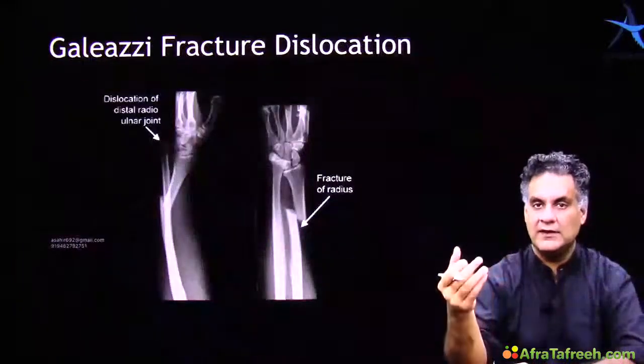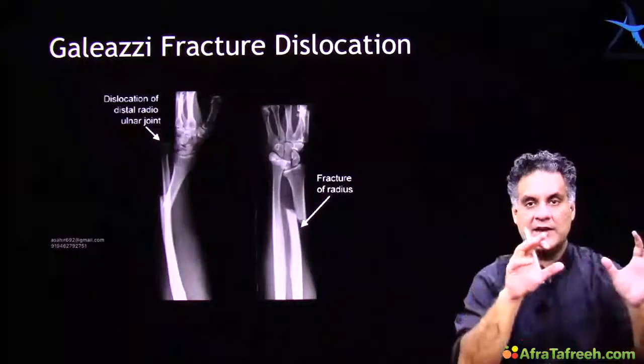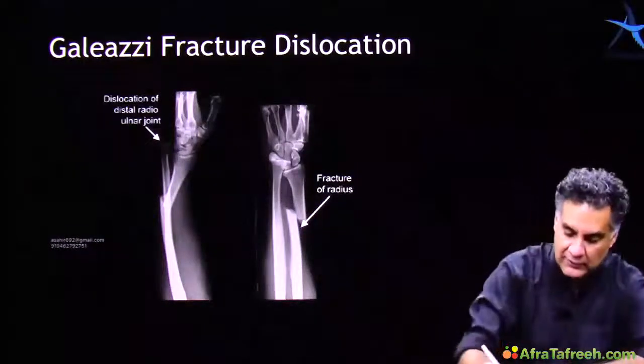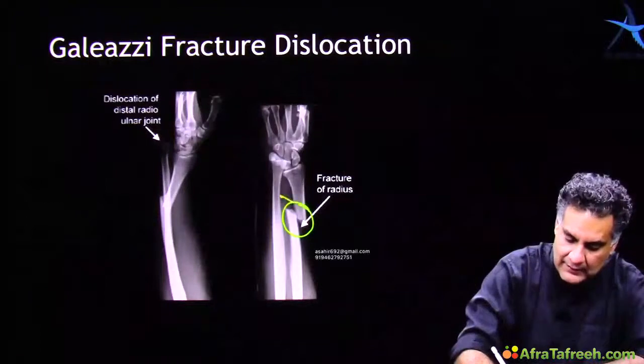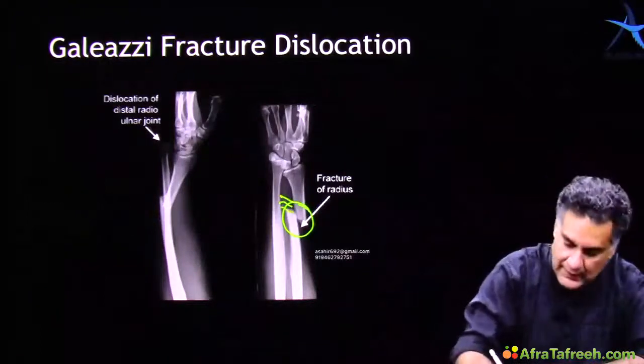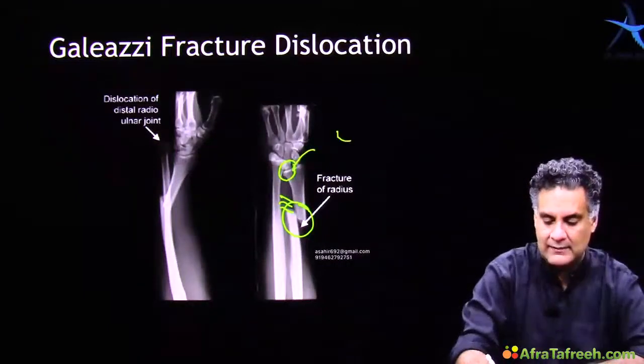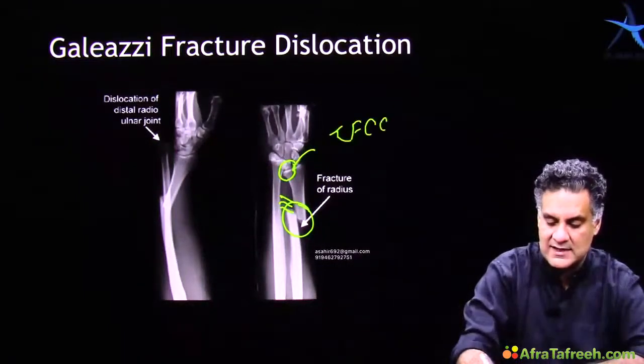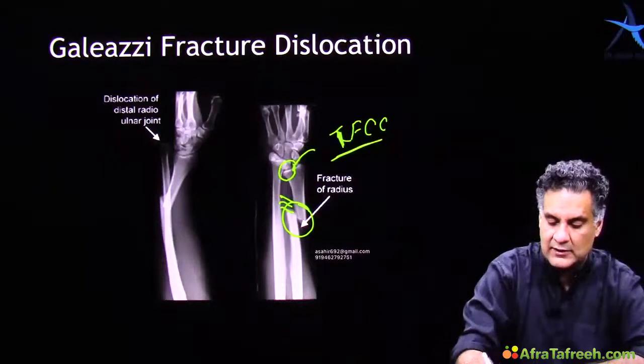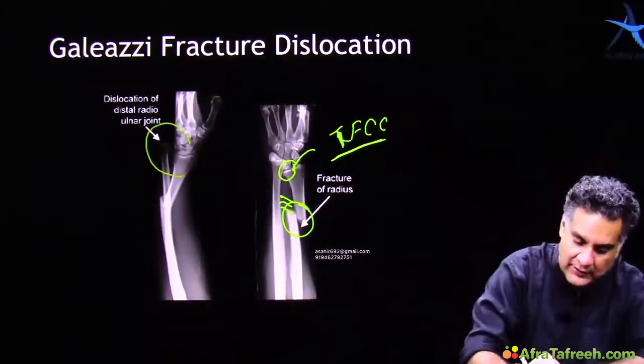When we go further, Monteggia involves the fracture of ulna. So Galeazzi involves the fracture of radius, damage to the interosseous membrane, damage to the triangular fibrocartilage complex called as TFCC at the distal radial ulnar joint and damage to the distal radial ulnar joint itself.